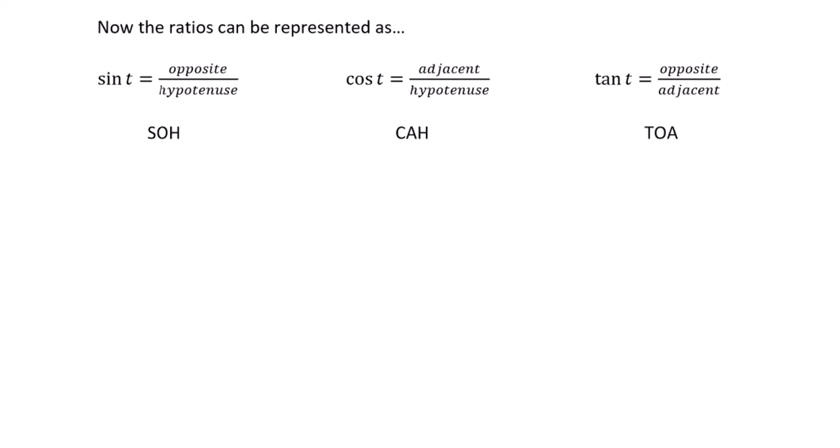Now the ratios for sine, cosine, and tangent of t can be represented as: sine of t is the opposite side divided by the hypotenuse. Cosine of t is the adjacent side divided by the hypotenuse, and tangent of t is the opposite side divided by the adjacent. You can use the acronym SOHCAHTOA to remember that sine is opposite over hypotenuse, cosine is adjacent over hypotenuse, and tangent is opposite over adjacent.